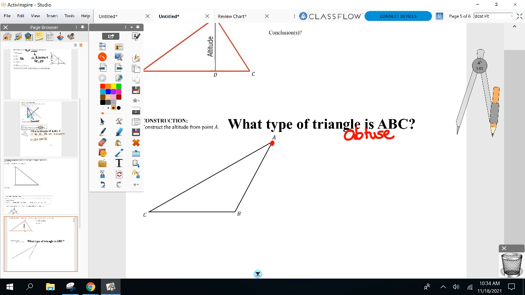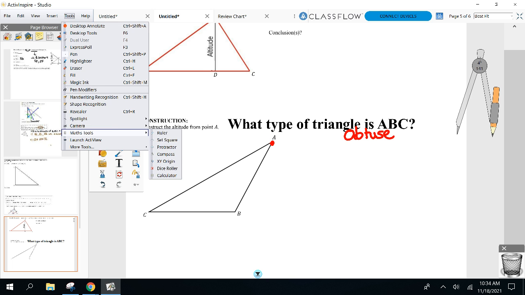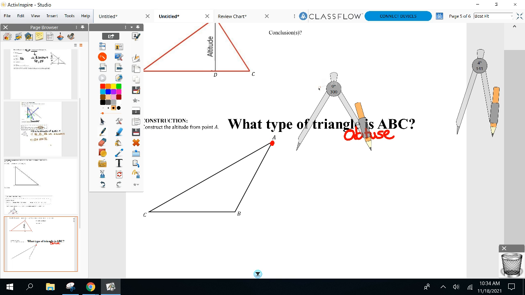Here's how we do it with your compass. You guys know how to do it already. I just need to review with you. Ready? Put your compass on A. Point A. That's where I start my perpendicular line. But here's the thing. I now need to make an arc, aka looks like a happy face, that intersects BC in 2 spots.